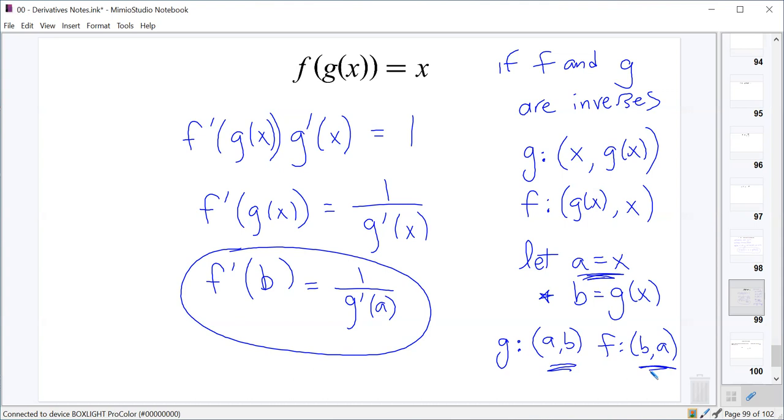Let's say f. We can find the derivative of f at b by just taking 1 over the derivative of g at a. We'll just exchange those values, a and b, from f to g. And that's our inverse rule. That's really all there is to it.